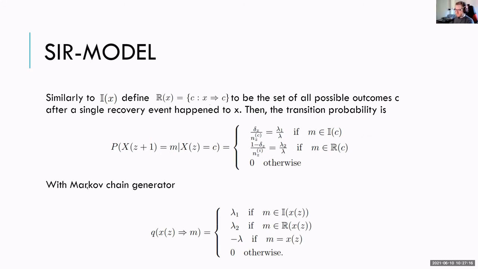And likewise, with the Markov chain generator, it is lambda 1 if it's an infection event, it's lambda 2 if it's a recovery event, and it's negative lambda if we're transitioning into the same state. Maybe it should be made clear if this lambda was written out as the entire expression, but it goes up with lambda 1, lambda 2, and the number of connections and infected nodes. And so the more infected nodes you have and the more connections there are, the less time we spend in the state that we're in.